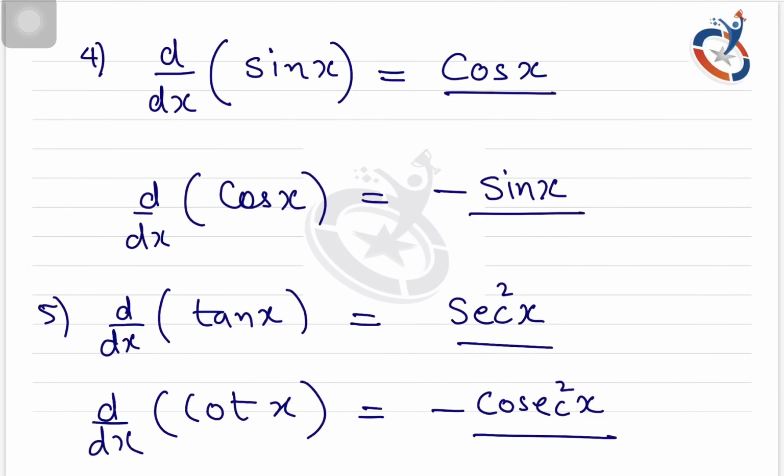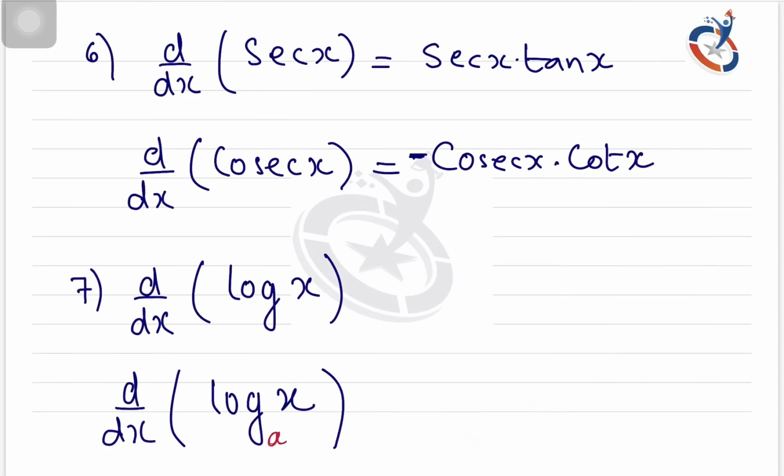So see that again: the derivative of sin x is equal to cos x, and the derivative of cos x is minus sin x. The derivative of tan x is sec square x, and the derivative of cot x is minus cosec square x. Then the derivative of sec x is sec x into tan x, and the derivative of cosec x is minus cosec x into cot x.